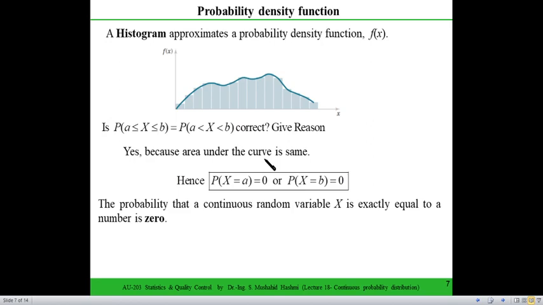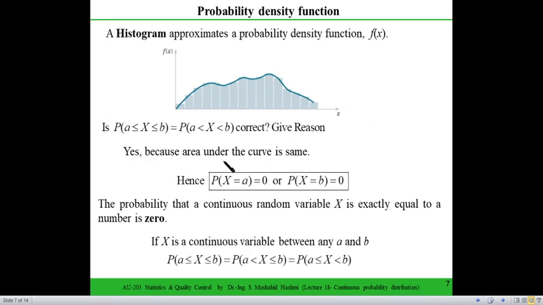So the probability that a continuous random variable is exactly equal to a number is 0, because the area under the curve is 0. Let's say x is a continuous random variable. We can say there is no point in distinguishing whether it is greater than or equal to, or less than or equal to, or greater than a and less than b. All three are actually identical statements.